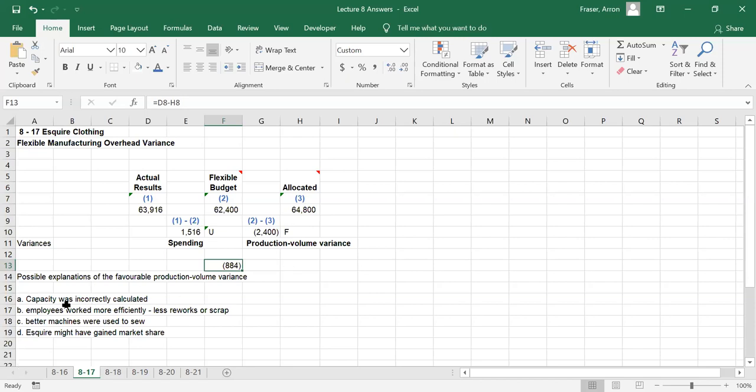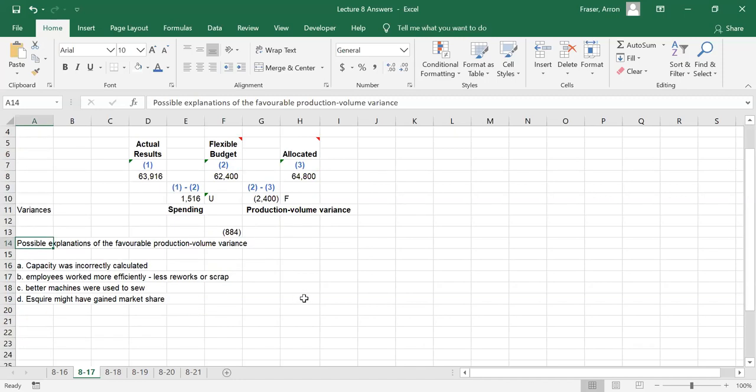So a couple of possible explanations for the positive production variance. And again, it's positive because the actual cost is less than the amount that you would have allocated, right? So you're saying that capacity could have been incorrectly calculated. Again, the production volume variance looks at capacity. We might have been too prudent and limited our expectations of what the capacity was.